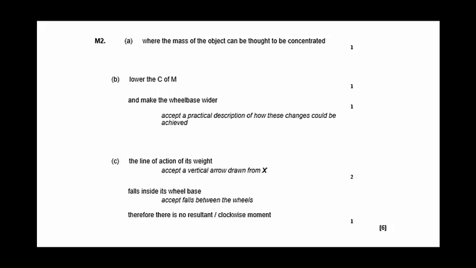If you've described anything that could do that, you'll get the marks. Then for part C, the first mark is for saying the line of action of the weight, or a vertical line from X. The second mark is for saying falls between the wheels, or falls inside what we call the wheelbase. And the final mark is for saying there is no resultant or no clockwise moment.